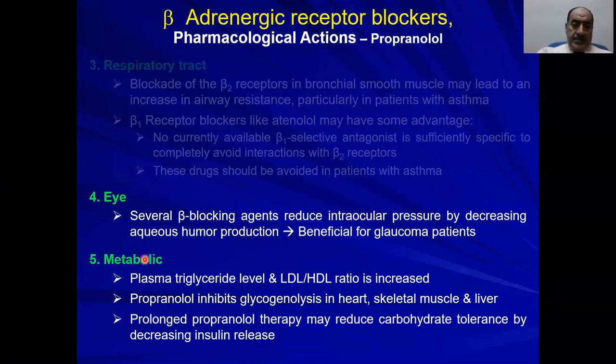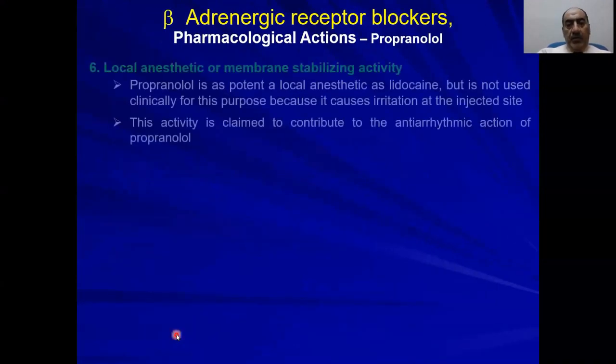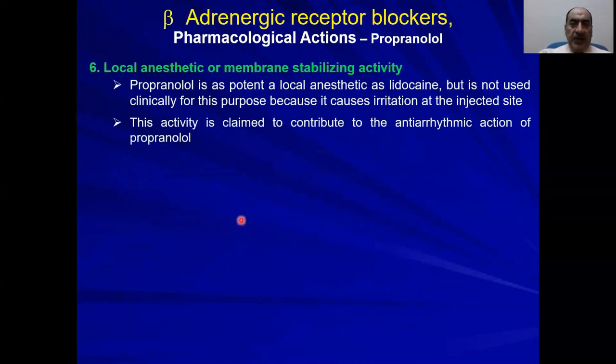The metabolic effects: they increase the triglyceride level and the LDL/HDL ratio. They inhibit glycogenolysis. Remember, we said adrenaline or the sympathetic nervous system activates glycogenolysis, because I need fuel, right? I need glucose. So here this will inhibit glycogenolysis in the heart, skeletal muscle, and liver. But they reduce carbohydrate tolerance by decreasing insulin release. So these patients will have carbohydrate intolerance, specifically in pre-diabetic patients.